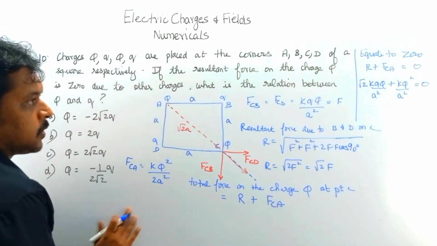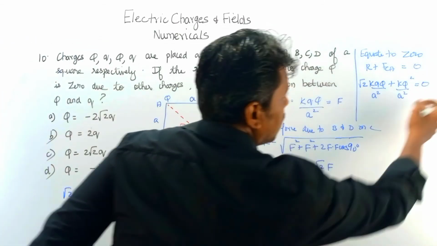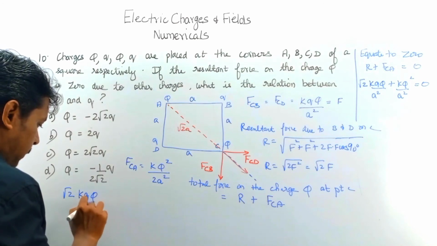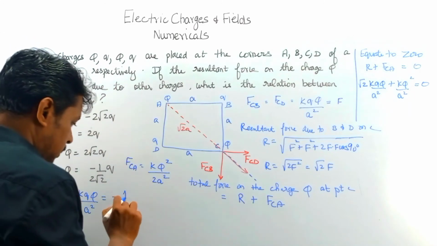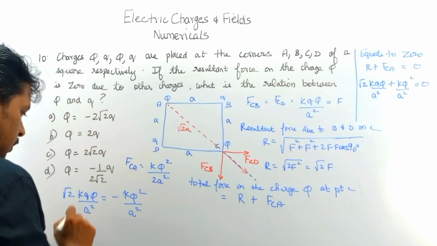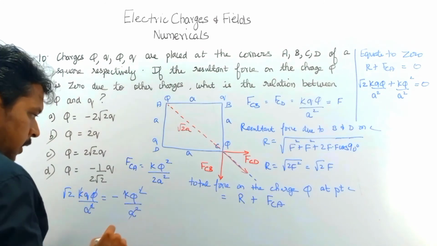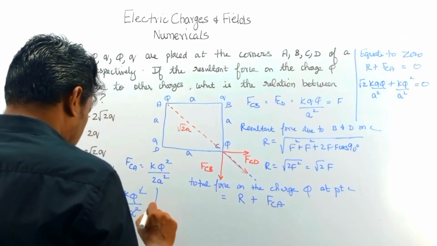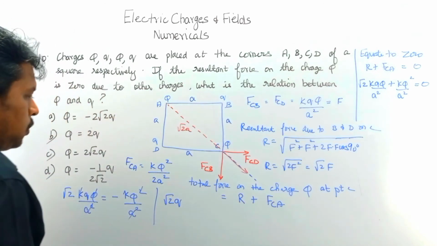Okay, here I have space. So I'm taking this to the right hand side. So here it is K Q capital Q divided by, will be equal to minus of K Q square by A square. Okay, so here the common terms K, Q and A square will get cancelled. So the term remaining here is root 2 Q.